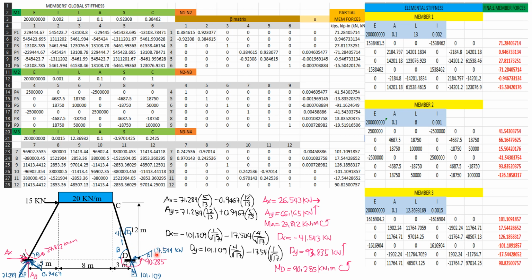DY is only 101.109, positive or upward. Then we have to subtract this component of 17.544. So 101.109 sine of beta, which is 4 over square root of 17, minus 17.544 cosine of beta, which is 1 over square root of 17. So DY is 93.835 kilonewtons upward. And you can check that by summing up vertical forces also. MD, we just copy.